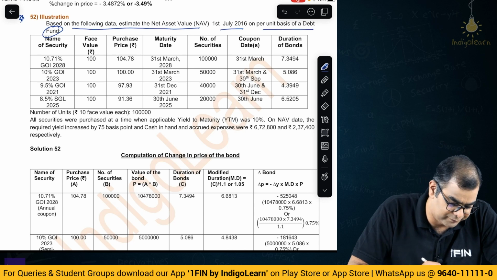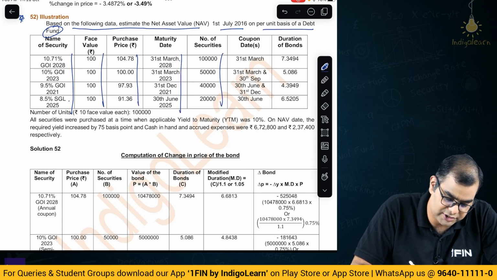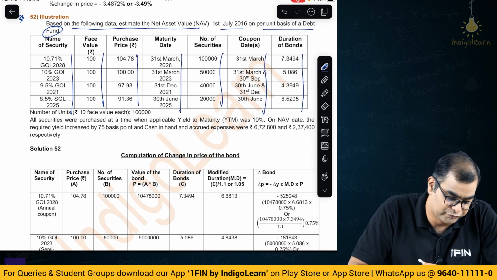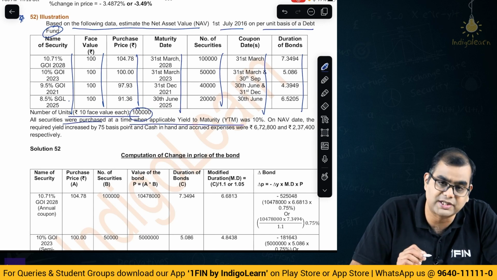It is a very simplified thing. These are the assets that this particular mutual fund has: various government securities, face value, purchase price, maturity date, number of securities, coupon dates, duration of the bonds. The number of units is 1 lakh units of 10 rupees each. All securities were purchased when the applicable YTM was 10%.